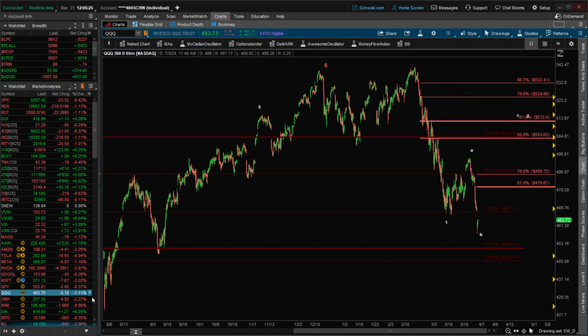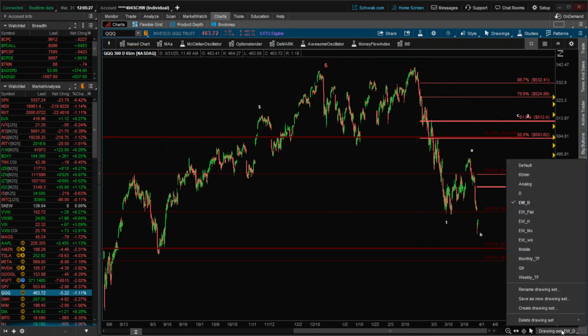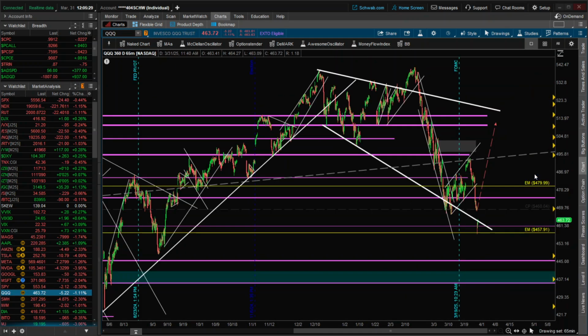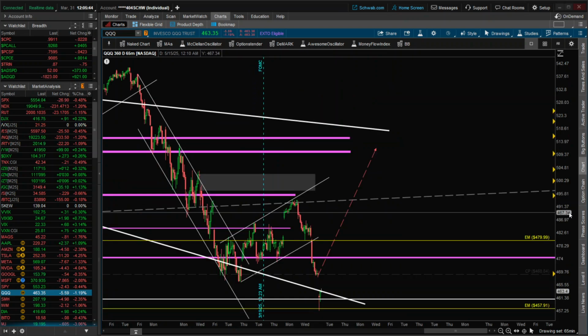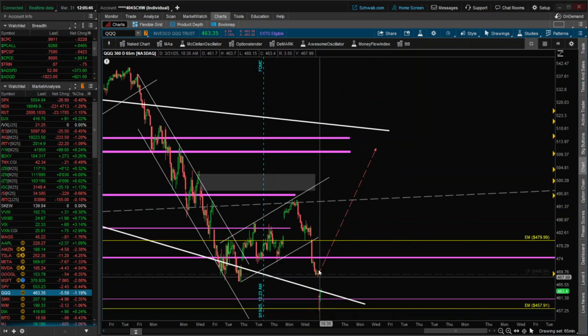Let's go to the Qs. Now on the Qs, you have this kind of setup here, and we're having trouble getting back into that wedge so far, that expanding triangle or megaphone falling wedge there. So we had a great setup going into Friday, but clearly that didn't happen. So we're still looking for the same thing.